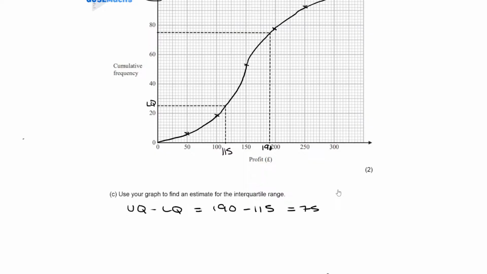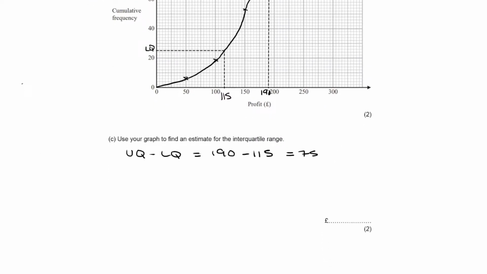Now, obviously, upper and lower quartile, we need to subtract those to get the range. So 190 minus 115, or whatever value you got, obviously subtract those. So that should give me, I think, 75. Now, one time I did get 80. So as long as it's something around 75, 80, you can see here our answer is obviously in pounds. So we get 2 marks for that.